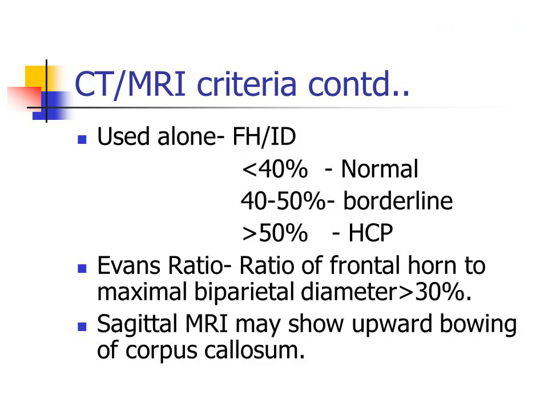Paraventricular low density on CT or paraventricular high intensity signal on T2W1 on MRI suggests transependymal absorption or migration of CSF. CT-MRI criteria, continued. Used alone, FH/ID less than 40% is normal, 40 to 50% borderline, greater than 50% HCP. Evans ratio of frontal horn to maximal biparietal diameter 30%. Sagittal MRI may show upward bowing of corpus callosum.